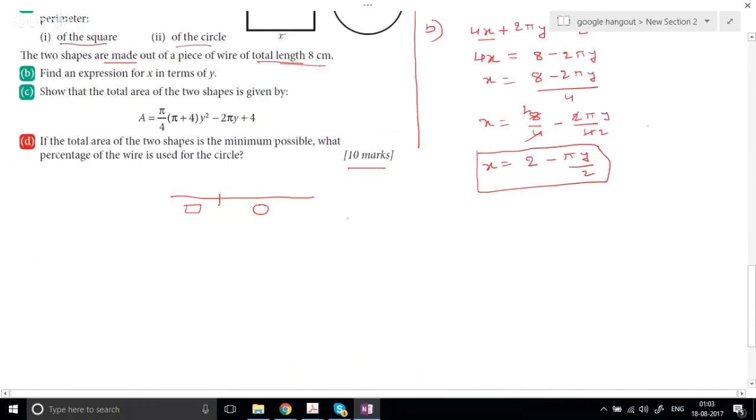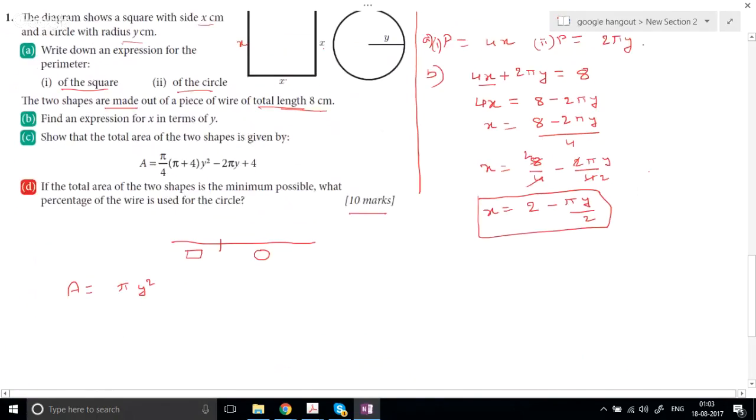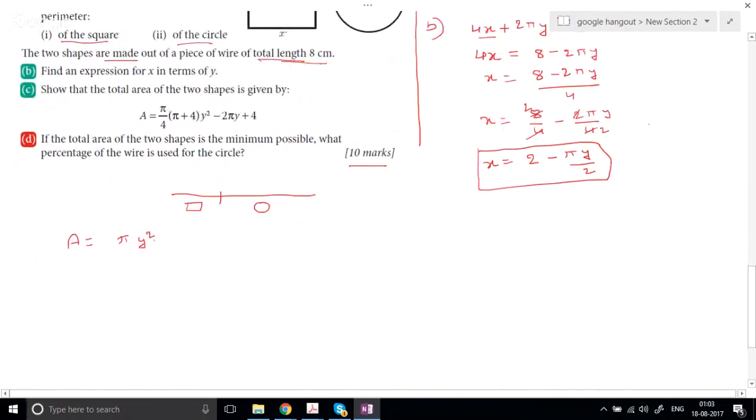Now third part, show that the total area of the two shapes is given by this. So now let's find the total area of the two shapes. Now the area of the circle is pi x square. Sorry, pi y square, because the radius of the circle is y. So pi y square plus the area of the square would be x the whole square. Now x happens to be this. Take that and use it.